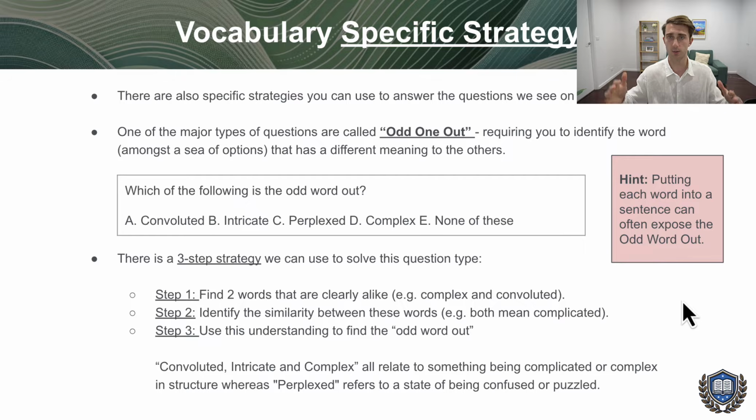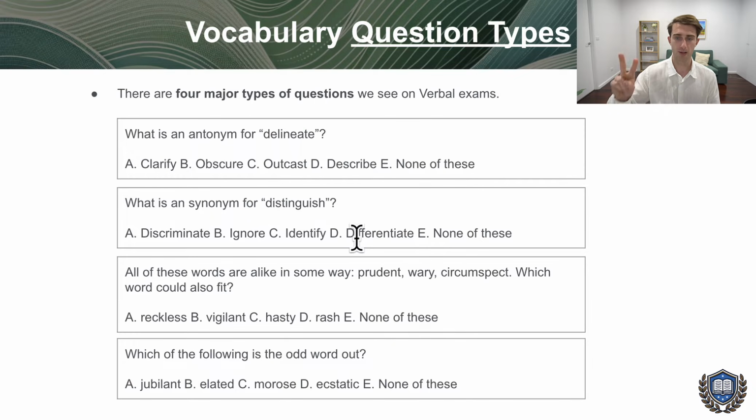Try and put the words into a sentence. It almost always exposes the option that just doesn't make sense. So that's probably a good tip there. You can apply this not just for this question type, but for all of them. Find two words that mean the same thing, understand the meaning, use that meaning to cross-check against other options. If you're still unsure, put the words into a sentence. It will help you find the right answer.